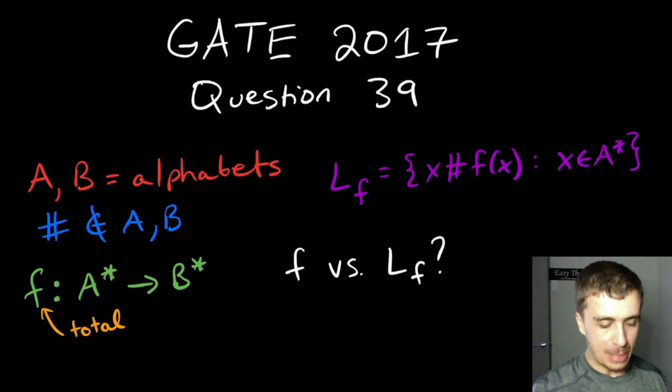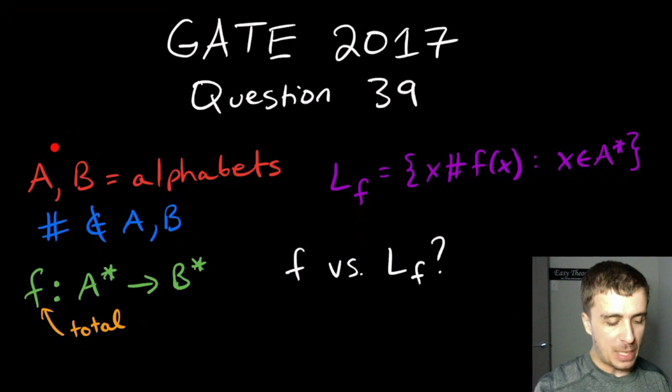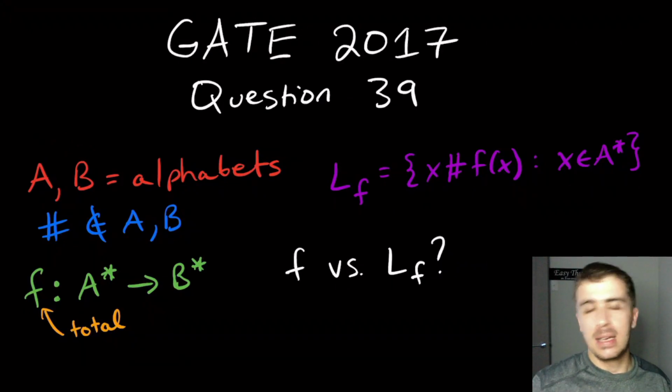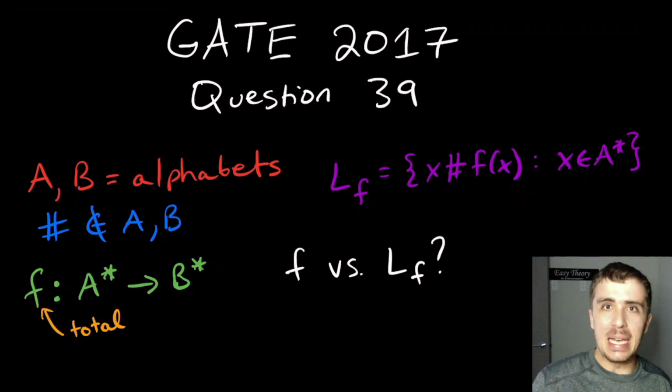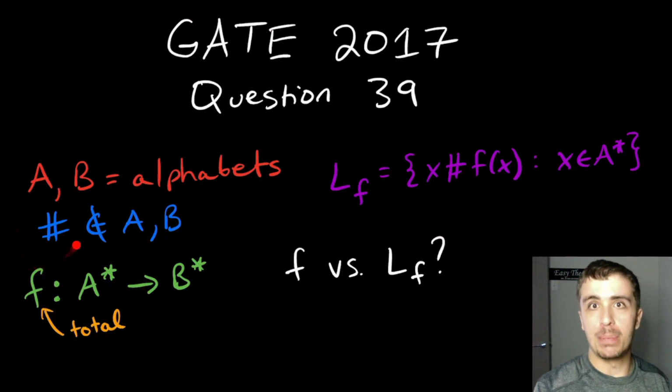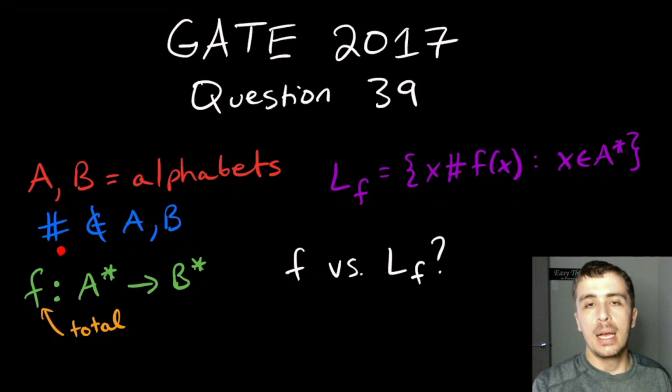So what is the setup? We have two alphabets right here, A and B. You can just think of them as a finite set. Actually, they don't necessarily need to be a finite set, but let's just assume that they are. Then we have some pound symbol right here. It's just a separate symbol that's not in the alphabets. So we have two alphabets and some symbol that is not in either one of them.